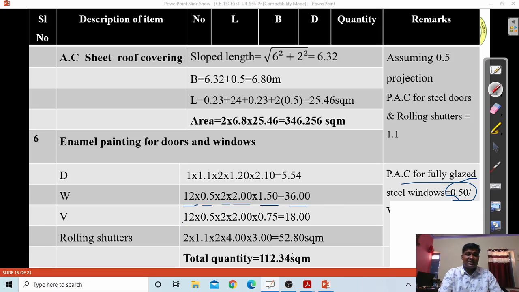Again there are 12 ventilators. 12 into 0.5 into 2 sides into 2 into 0.75 will give me 18 square meters, the painting area for the ventilators. And finally comes the rolling shutter. Again, the coefficient for rolling shutter is 1.1. Two shutters are there, two sides, 4 meter by 3 meter will give me 52.8 square meters. So the total quantity, adding all these things, will give me 112.34 square meters.